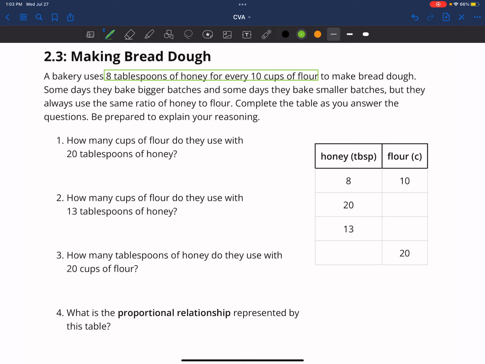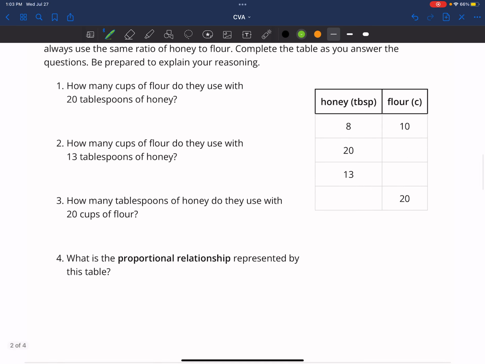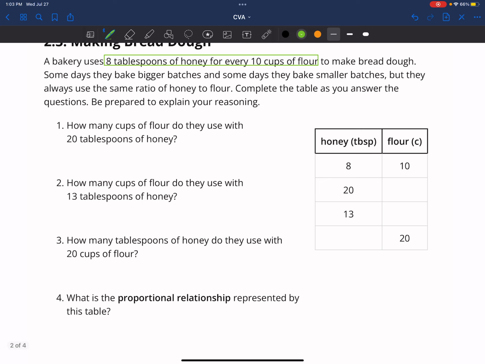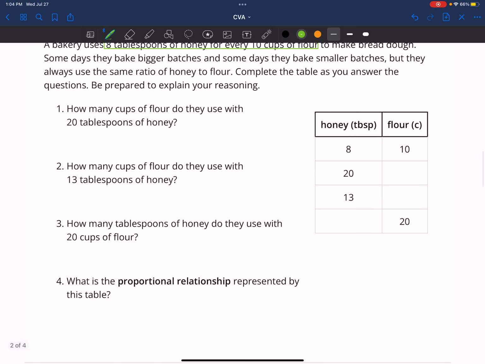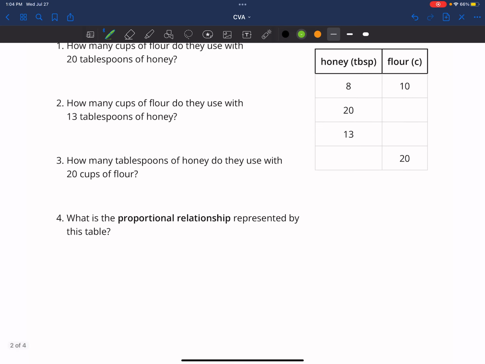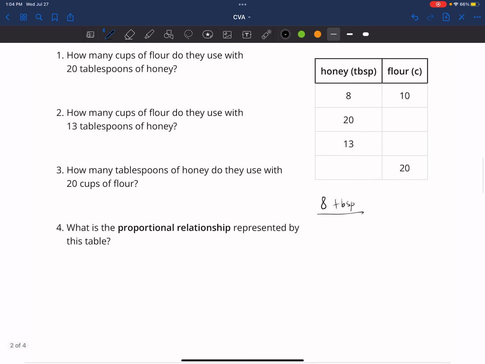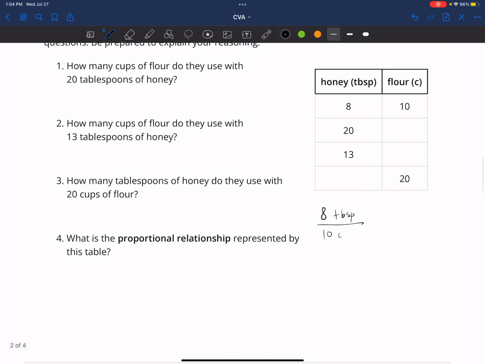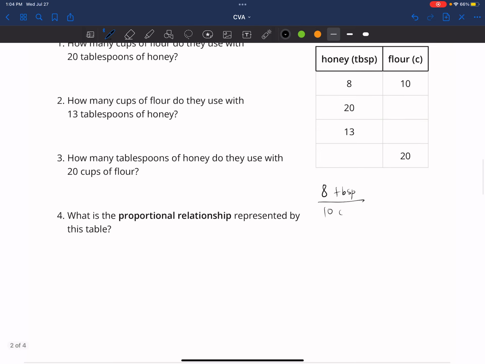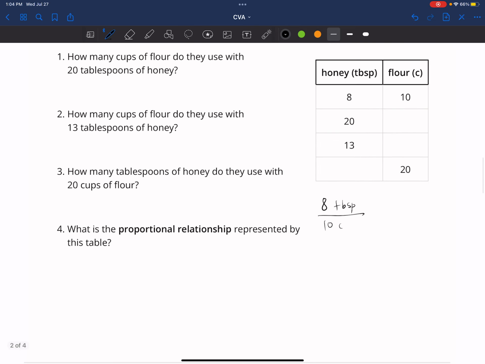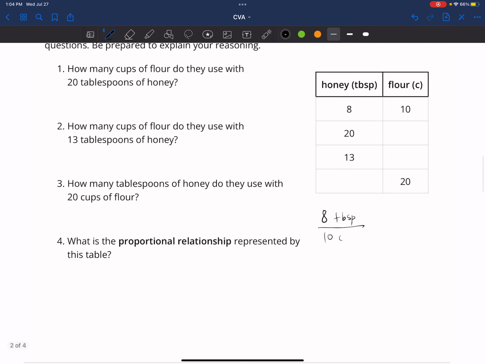Usually I draw this out, but to keep it simple here, I think we've seen the visual enough. What I'm going to do is put this into a fraction. So I'm going to put 8 tablespoons, tablespoons, I think that's how you do the shortened version of it, for every 10 cups of flour. So that is the ratio, or the fraction, that is represented here.